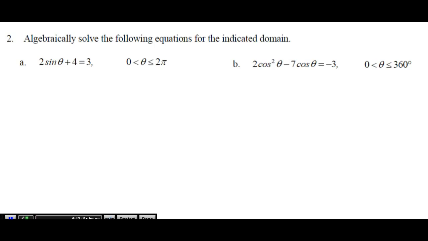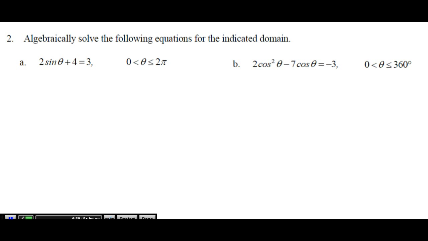Algebraically solve the following equations for the indicated domain. So if it's in radians, do your solutions in radians. If it's in degrees, do your solution in degrees. Okay, so always stick with the units that are given.